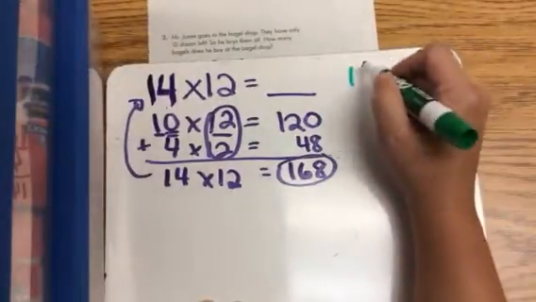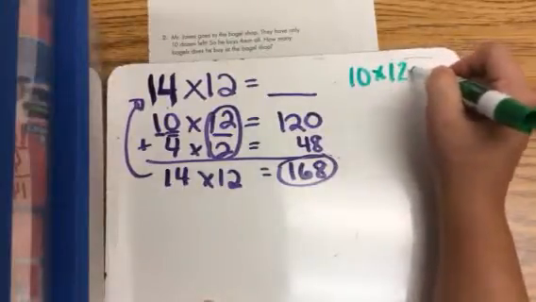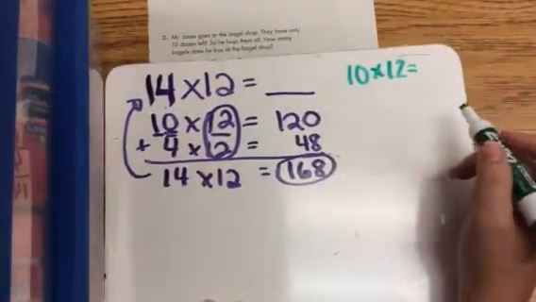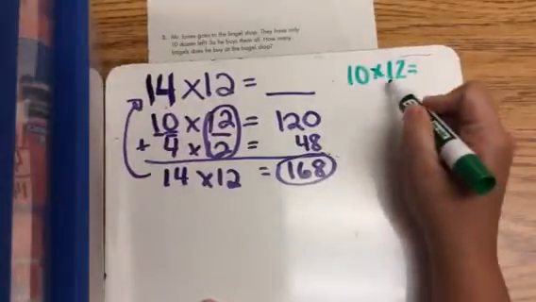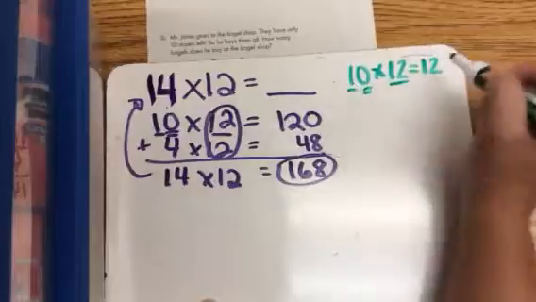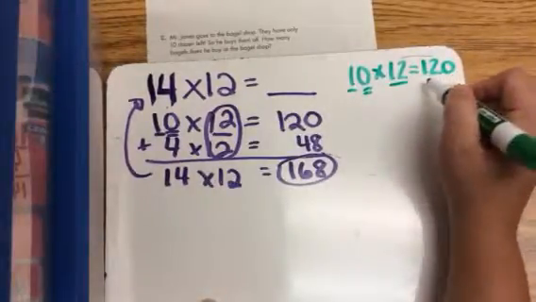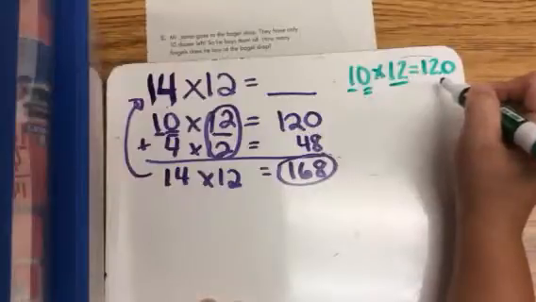So he needs 10 dozen bagels times the 12 bagels that are in each dozen, and that'll give me a total of 12 times 1 is 12. Place the 0, because it's actually 10 times 1. He picks up 120 bagels.